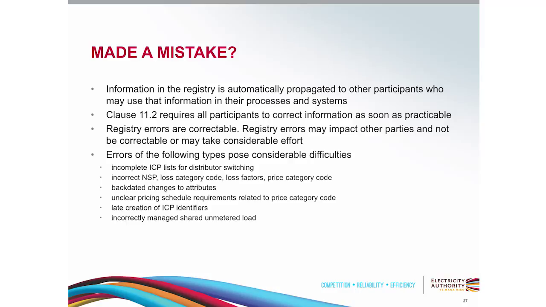If you don't act on the queries that you have from participants about your registry information, you may breach clause 11.2. So just remember there is a downstream consequence to everything that you put in the registry. But if you make a mistake, what can you actually do? Well, when you put information in the registry, it's automatically pushed out to everyone. You change something in the registry, anyone who has ownership of that ICP immediately receives that information, and they'll update it within their systems.